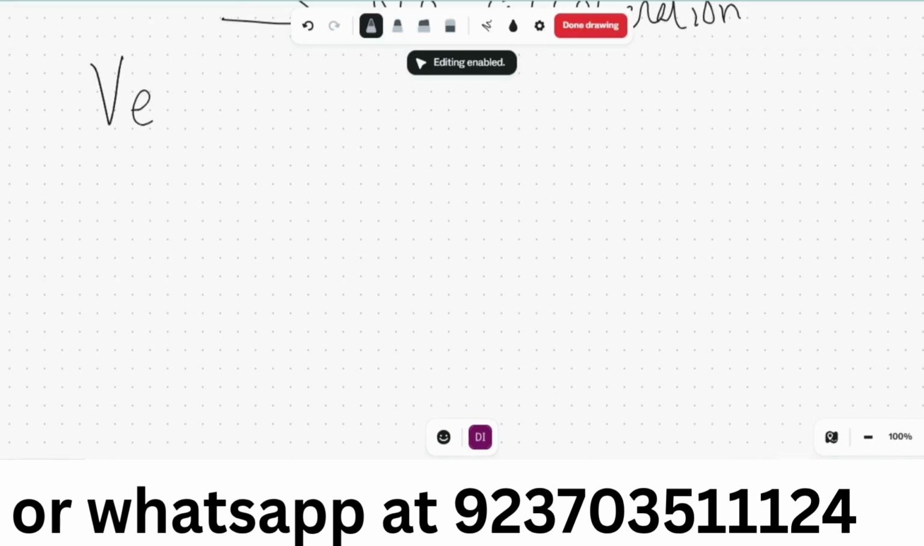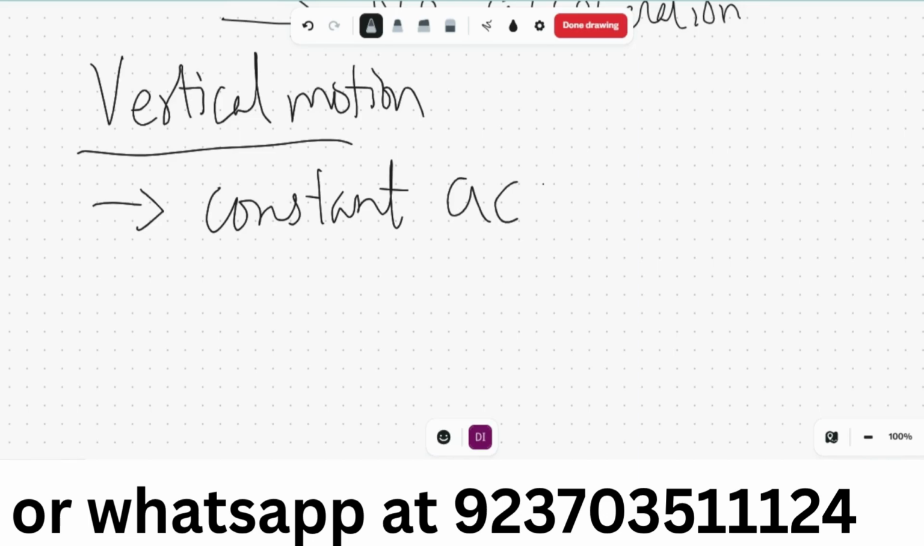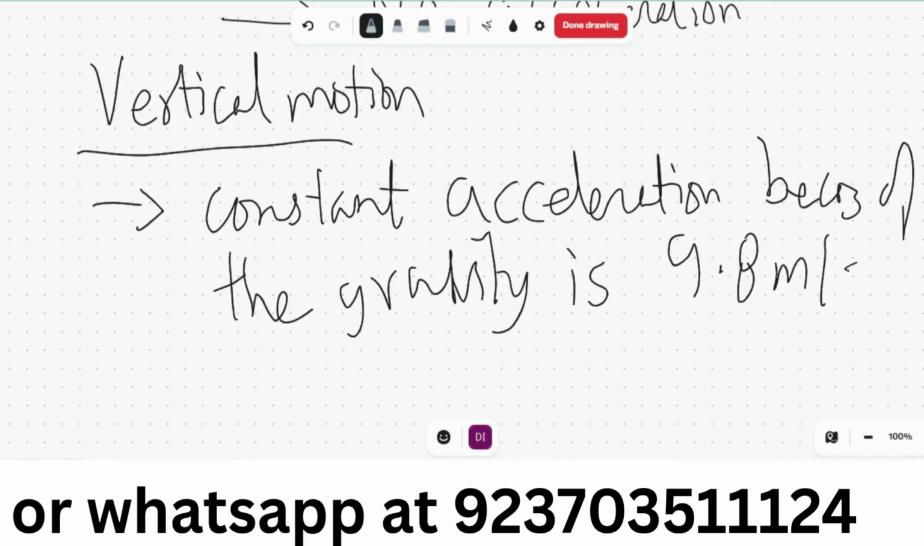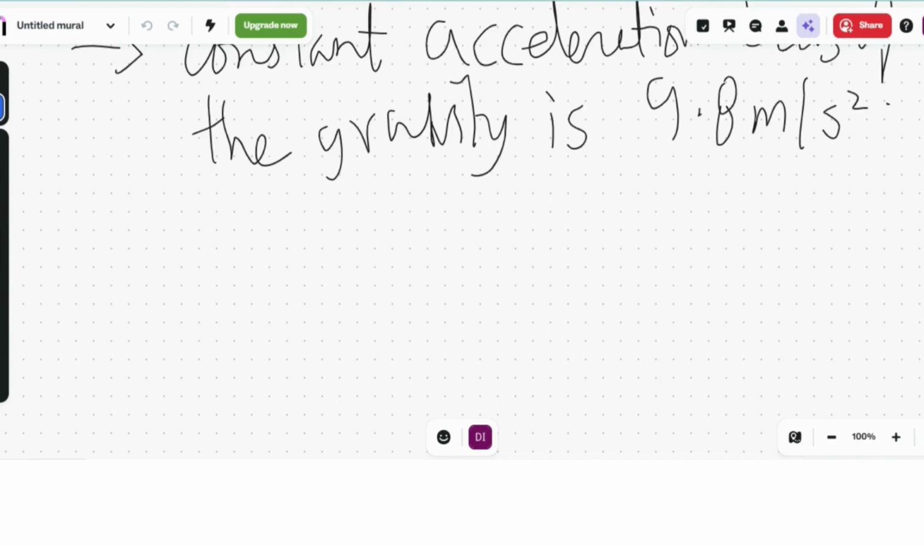Whereas in vertical motion there is constant acceleration. Why is there constant acceleration? Because of gravity, and its value is 9.8 meters per second squared. Now, how can we resolve the velocities?